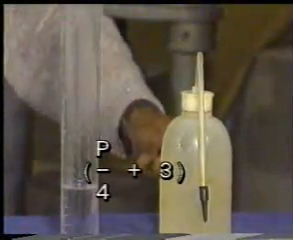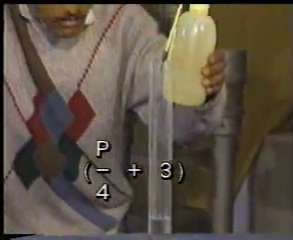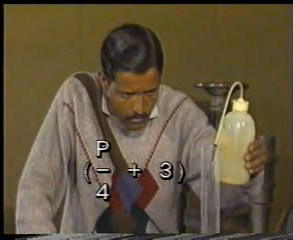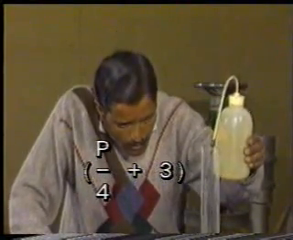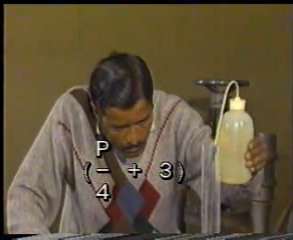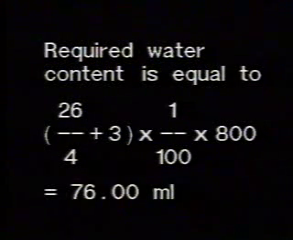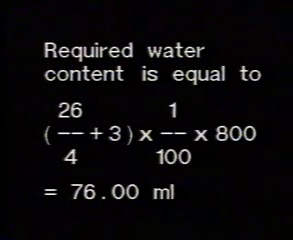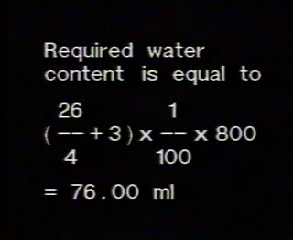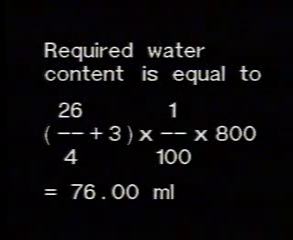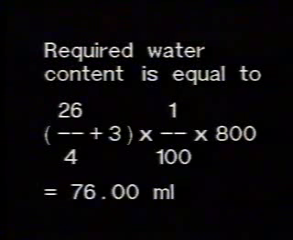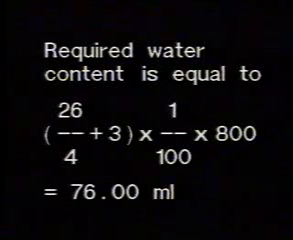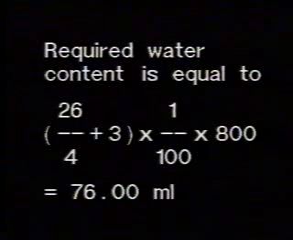Now measure water equal to (P/4 + 3) times the combined weight of cement and standard sand measured. Therefore, the required water content is equal to (26/4 + 3) multiplied by 1/100 multiplied by 800, which is equal to 76 milliliter, where 26 is the normal consistency of cement and 800 is the combined weight of cement and sand.